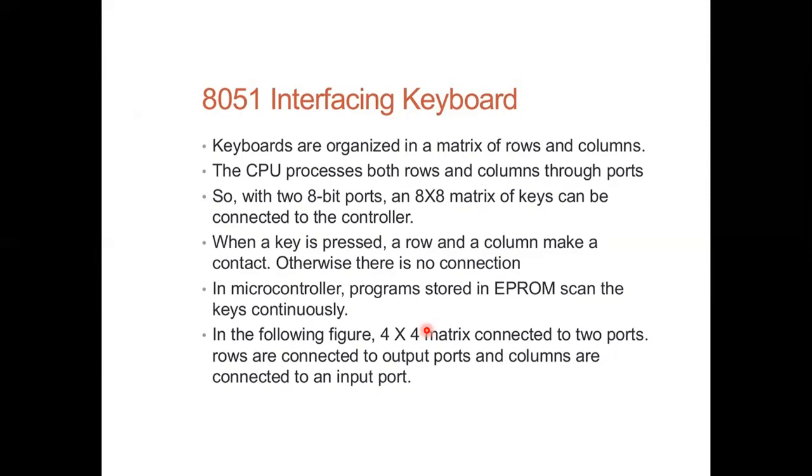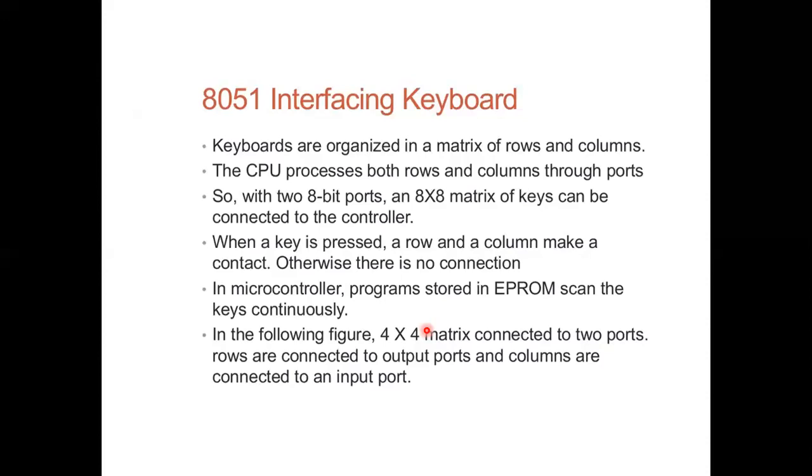The keyboards are organized in a matrix of rows and columns. The CPU processes both the rows and columns through the ports. With two 8-bit ports, an 8 by 8 matrix of keys can be connected to the controller. When a key is pressed, a row and column make contact; otherwise there is no connection. In the microcontroller, a program stored in the EEPROM scans the keys continuously.